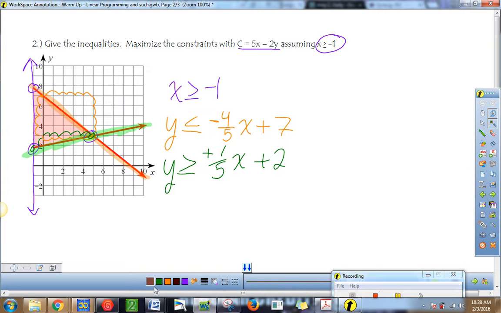So you gotta plug them in. You gotta find the coordinates. How many coordinates are you gonna have? 3 of them.